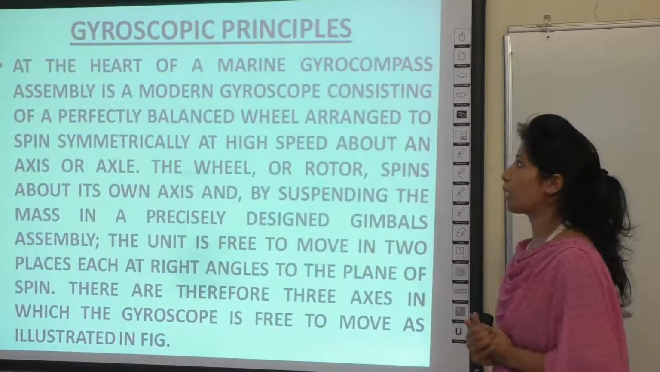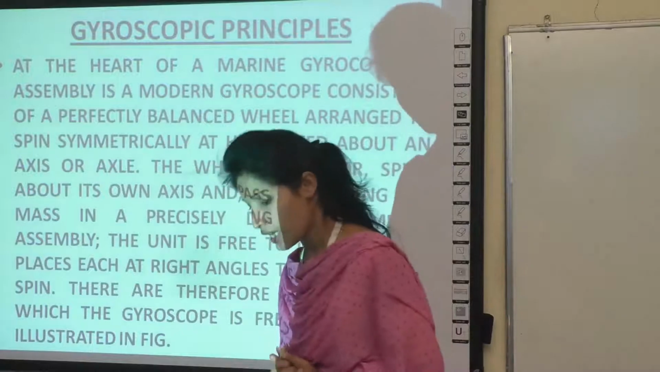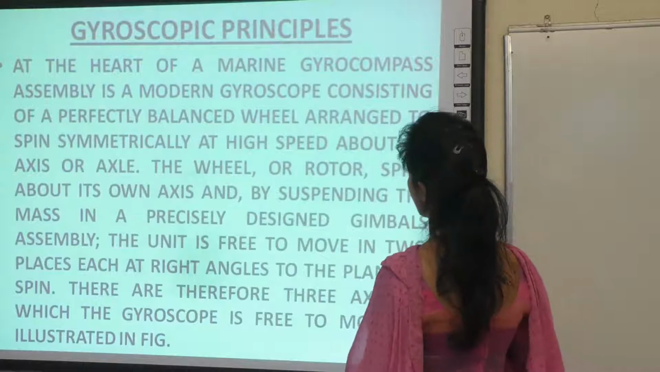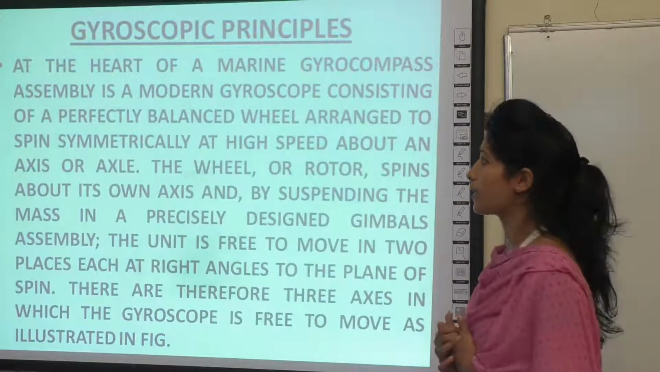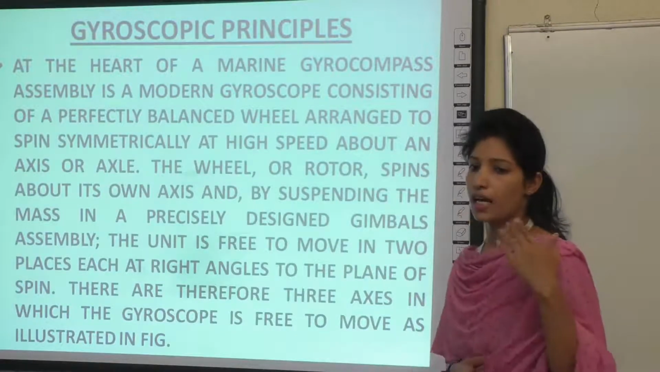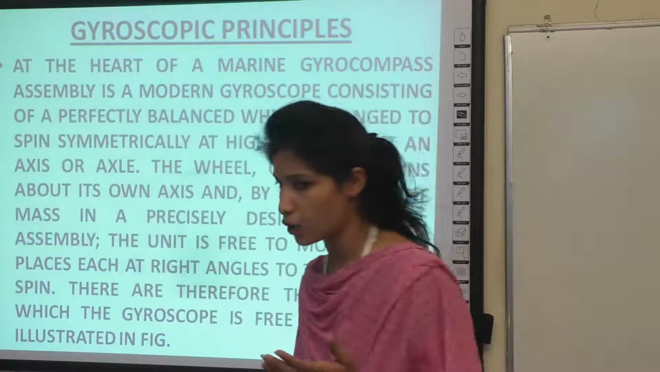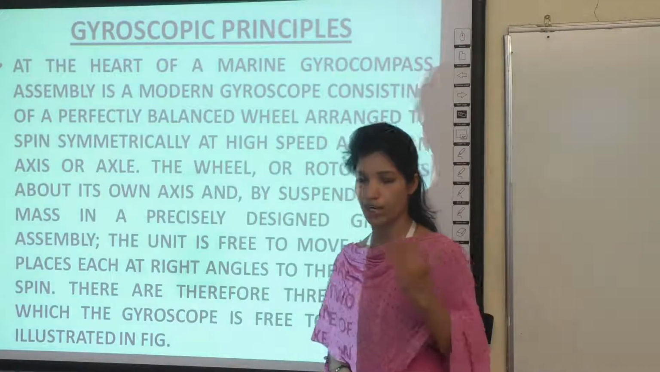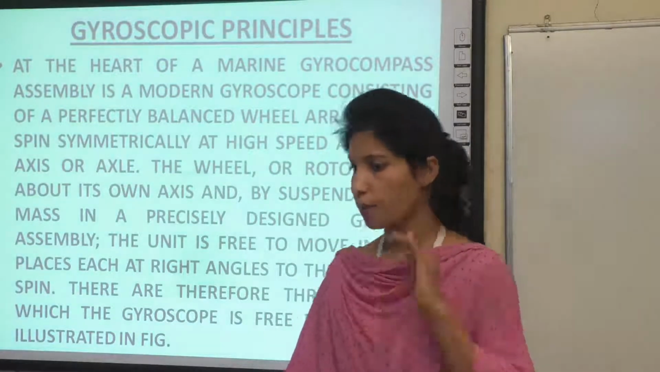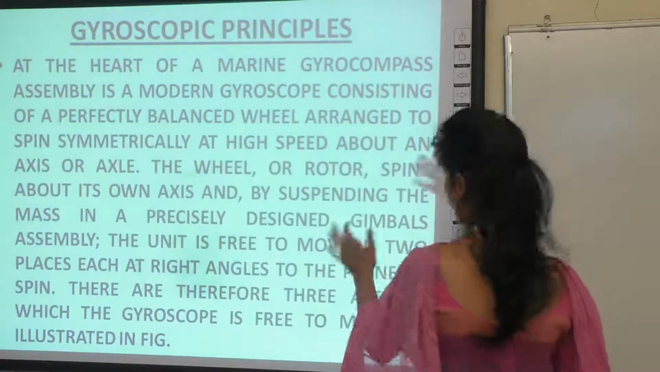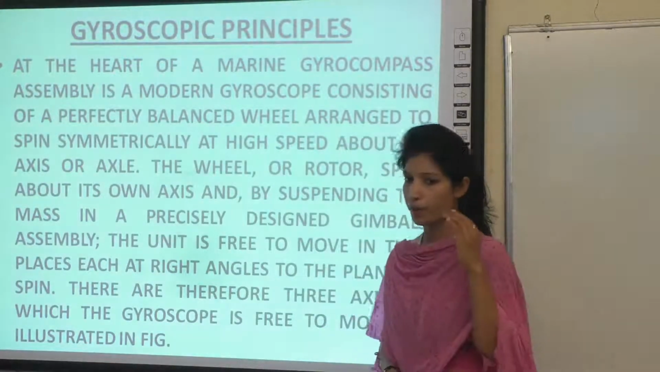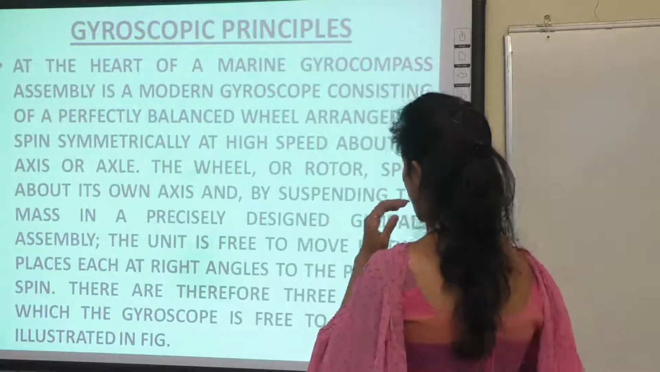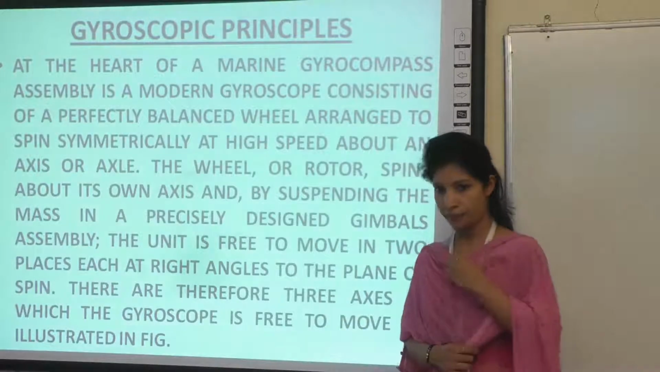Coming to the gyroscopic principle of the gyrocompass. The gyrocompass works on the principle of the gyroscope, and at the heart of the marine gyrocompass is assembled a modern gyroscope. A gyroscope consists of a perfectly balanced wheel arranged to spin symmetrically at high speed about an axis or axle.